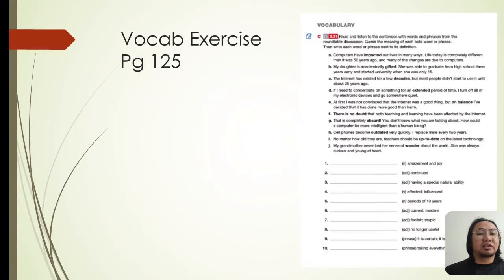Next, we are going to look into vocabulary, and this one is on page 125, and I have uploaded this in our eCampus so that you can go to our eCampus and do the activity, as well as I also have provided the answers for this particular vocabulary for you to check once you have done answering it.